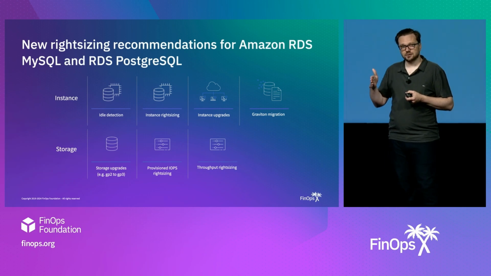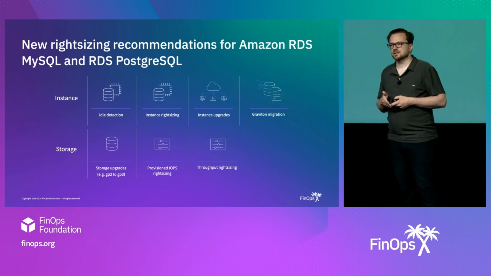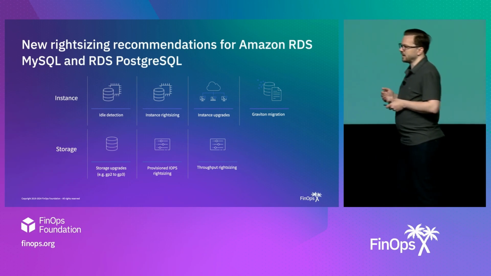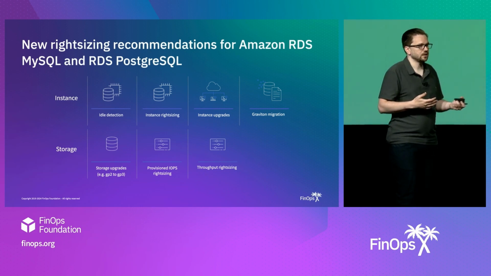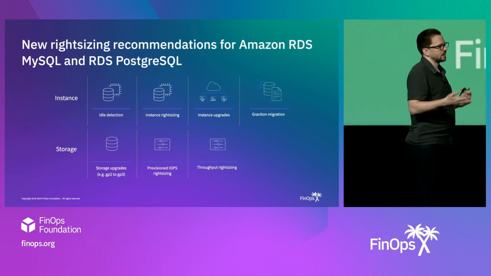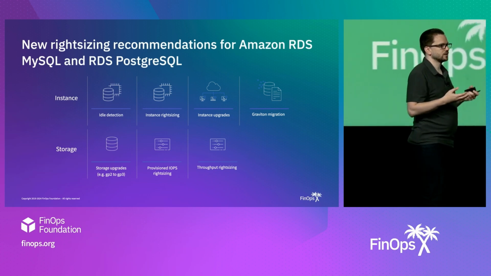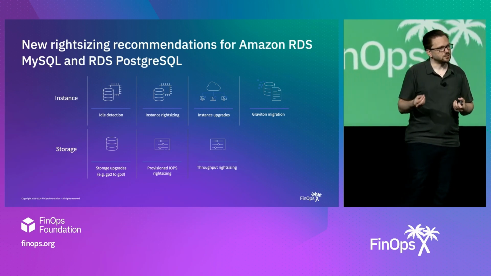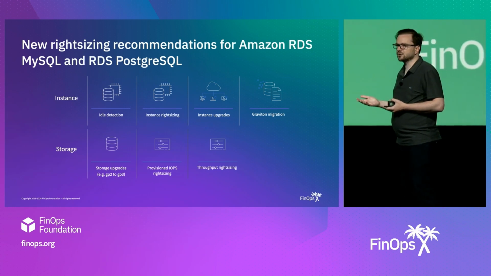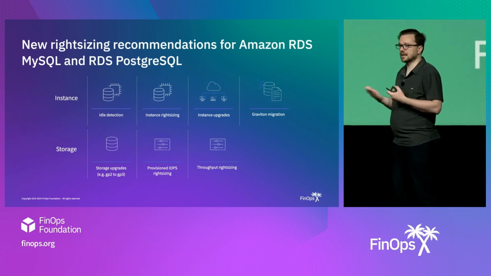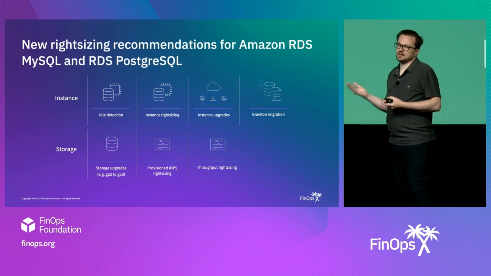We have idle detection. So if there are instances that somebody forgot about, we have a pretty aggressive criteria for idle to make sure that we know that these database instances really are not doing anything. We have instance right-sizing, which I think you're all aware of from our EC2 right-sizing capability. We're looking at all the different instance sizes out there to pick from, and then finding which ones have the highest performance at the lowest possible cost.